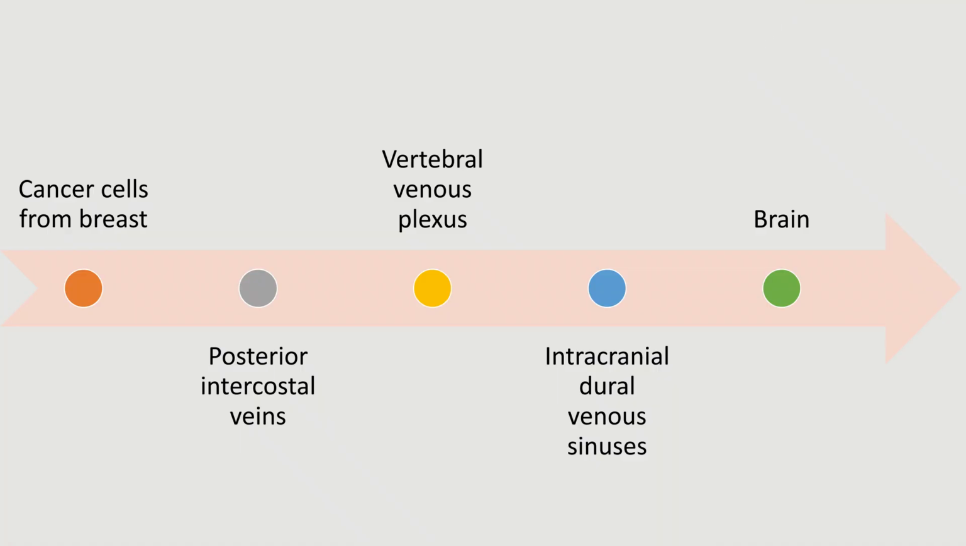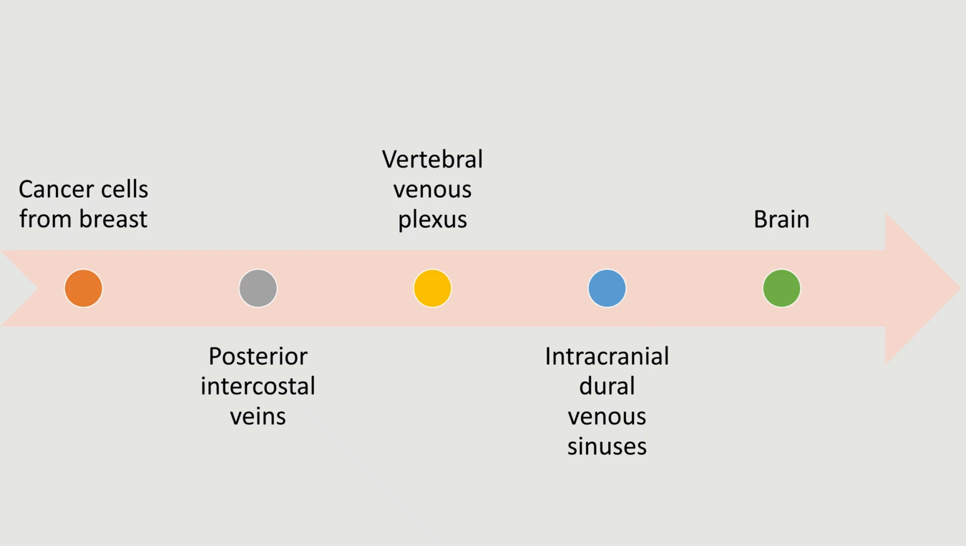The posterior intercostal veins drain into the vertebral venous plexus indirectly by communicating with the intervertebral veins. Because of this, the metastasis from breast cancer has a chance to spread into the brain through the venous route. The posterior intercostal veins, which are present between the ribs, drain the posterior part of the thoracic wall.